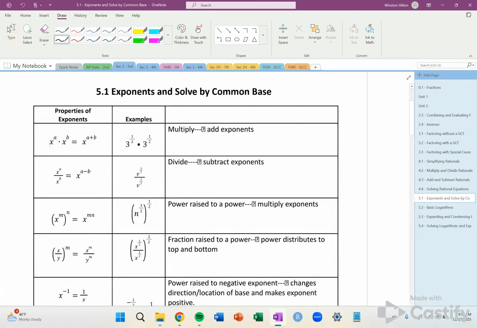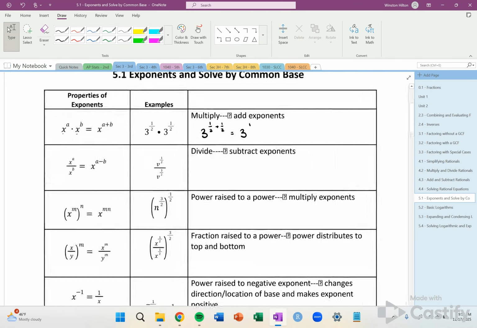So first up, if your exponents have the same base, in this case they're both an x, and you are multiplying those two exponents, you can simply add the powers to combine it together. So our example, 3 to the 1/2 times 3 to the 1/2, they have the same base of 3. We can add those powers together to get 3 to the power of 1.